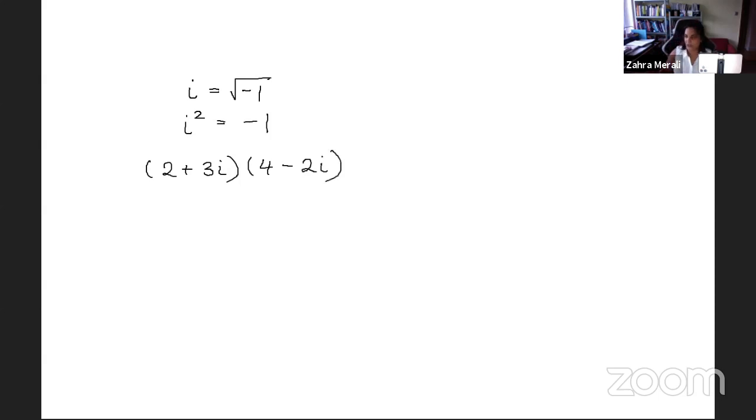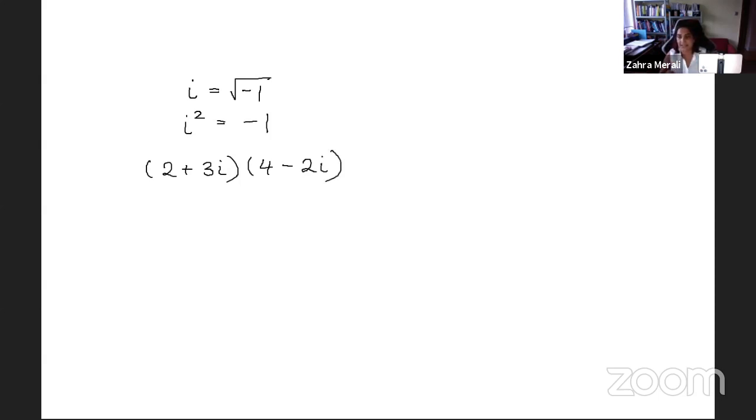So now we're going to start looking at, so we said if i is the same as the square root of -1, logically, i squared must be -1. So we want to express things in terms of, okay, so if I've got 2 plus 3i, and say I have 4 minus 2i, and I want to open out those brackets.